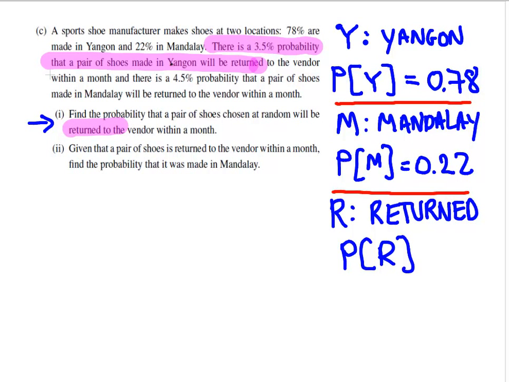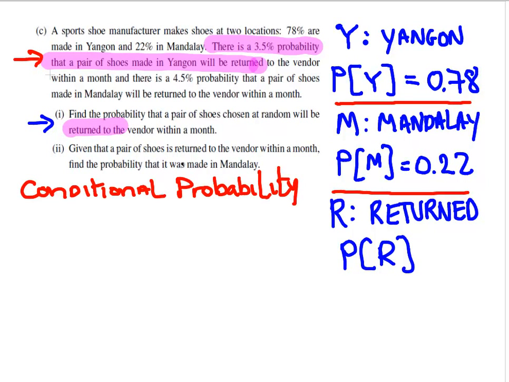But let's think about that piece of information that we're given about returns. There's a 3.5% probability that a pair of shoes made in Yangon will be returned. Now this is the important part of the question. So what is this? It indicates conditional probability. We might rephrase that as: the probability of being returned given that it comes from Yangon is 0.035.